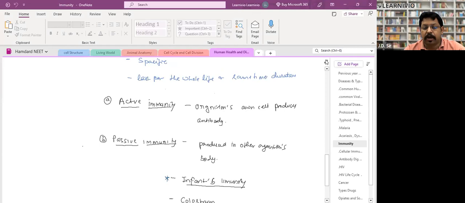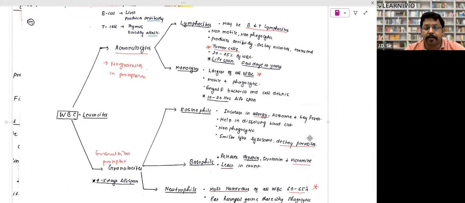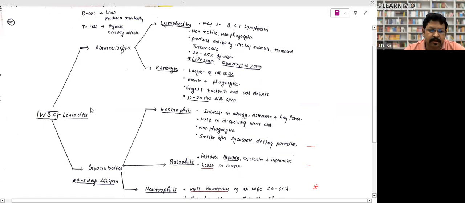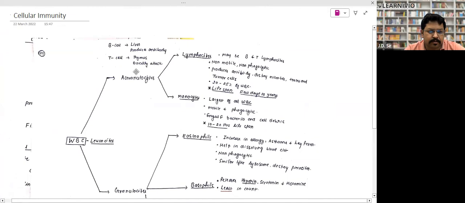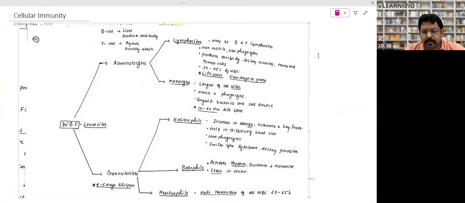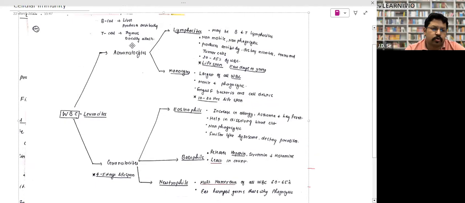Now, cellular immunity. I have already told you that cellular immunity comes from the WBC. They make the cellular barrier, right? Here you can see on the screen, it must be visible to you, there are types of WBC. You have to take a screenshot and remember it as it is, right? WBCs are of two types, granulocyte and agranulocyte.